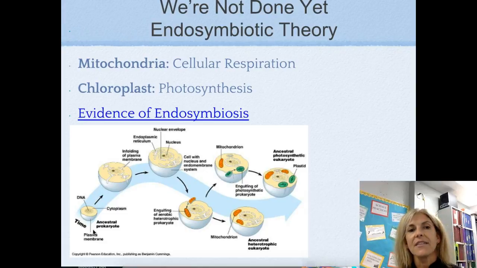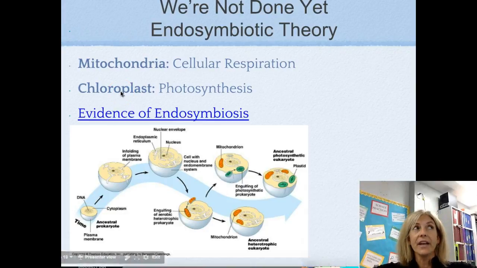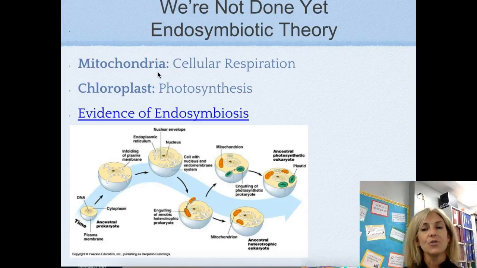So the idea is that they were once individual bacteria. So the chloroplast was a photosynthesizing bacteria that produced oxygen that then gave us our atmosphere. The mitochondria was an aerobic bacteria. So once we started having oxygen in the atmosphere, it was advantageous for this bacteria to be able to use the oxygen to make energy.